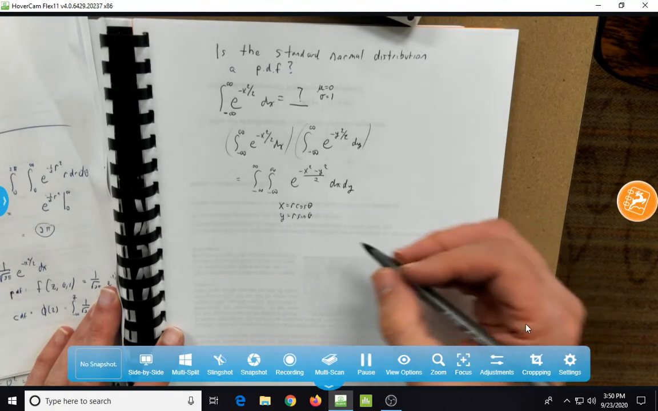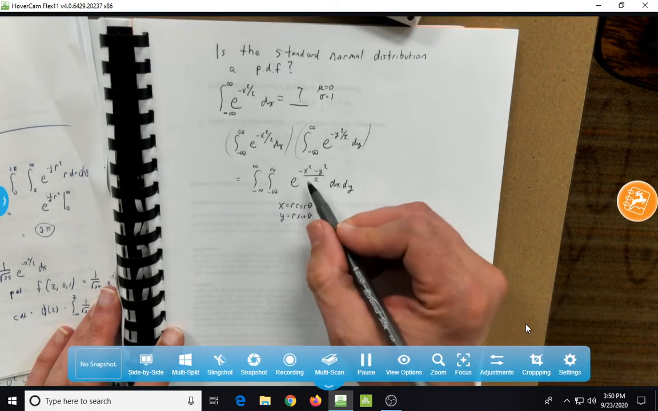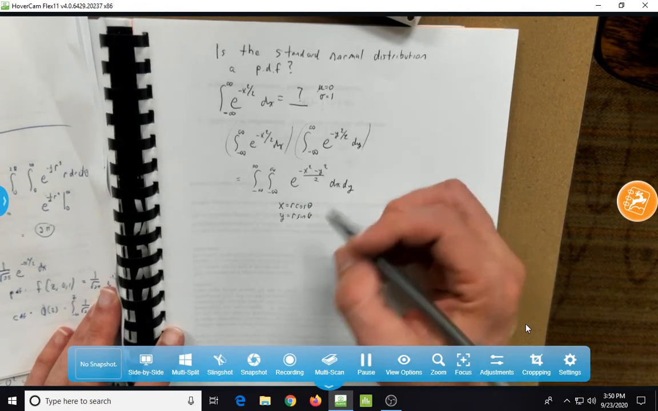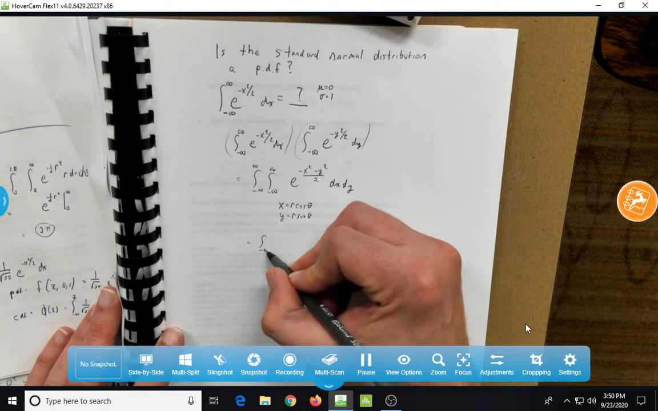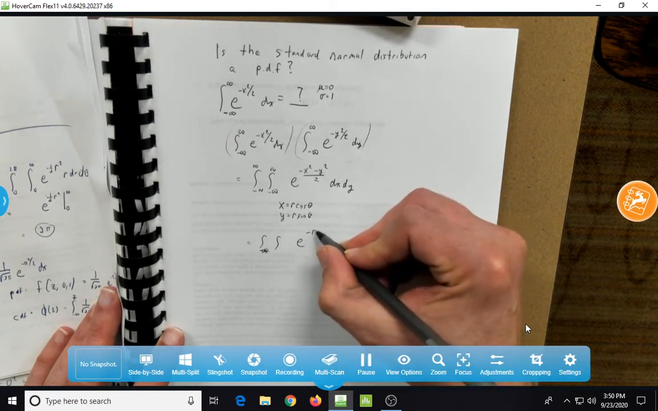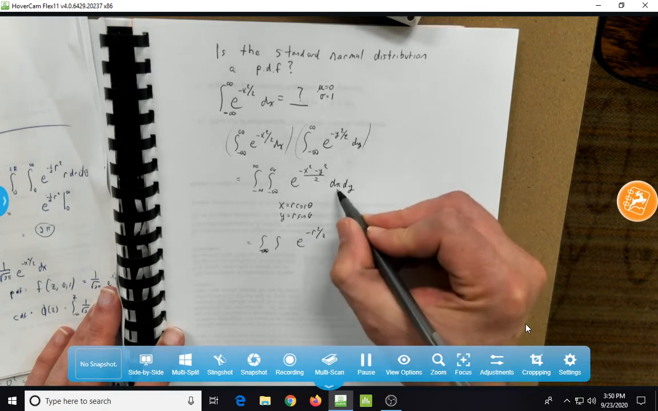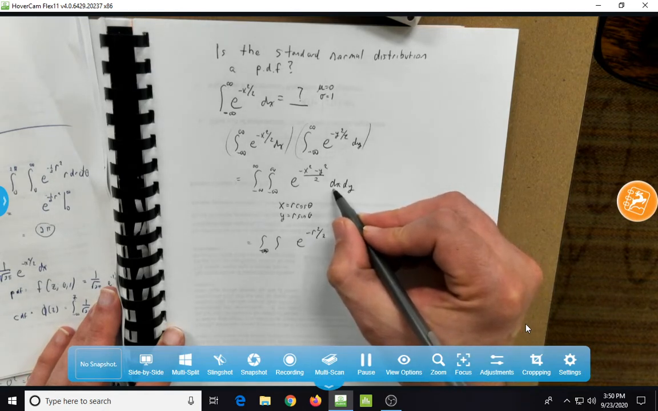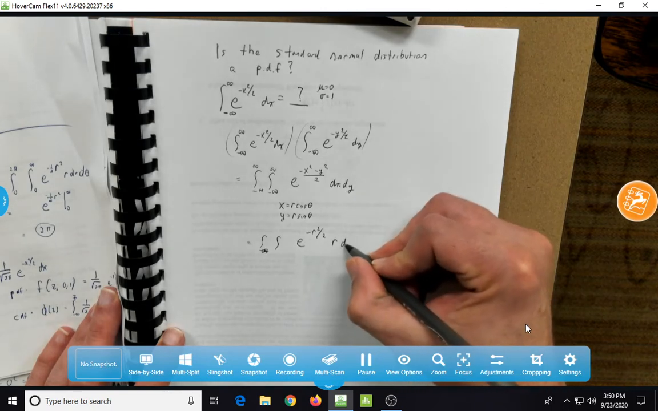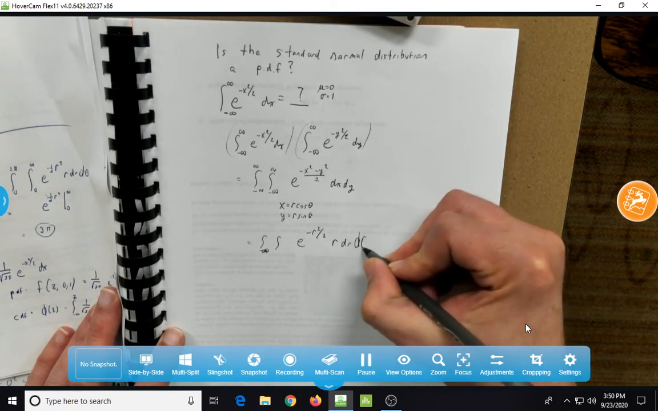we can replace this then by r cosine squared theta plus r sine squared theta. Sine squared theta plus cosine squared theta is 1. And we get e to the minus r squared over 2. And if you remember from your calculus 3 days, the Cartesian coordinates become r dr d theta.